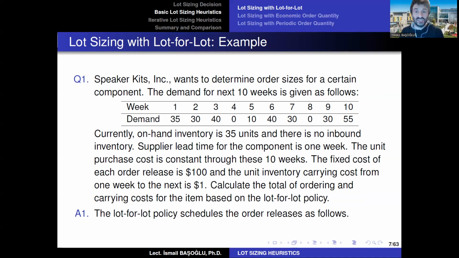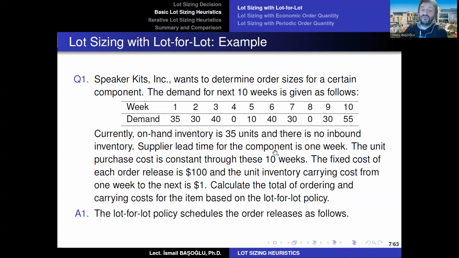For such a dynamically changing demand pattern, what type of heuristic is going to be beneficial and yield much more benefit? We are going to try to answer this problem. So the current inventory level is 35 units, and there is no inbound inventory, which means if we have 35 units, we can use this current inventory level just to meet the demand of the first week. But we need to ask ourselves what we are going to do with the future demand in the next 9 weeks.